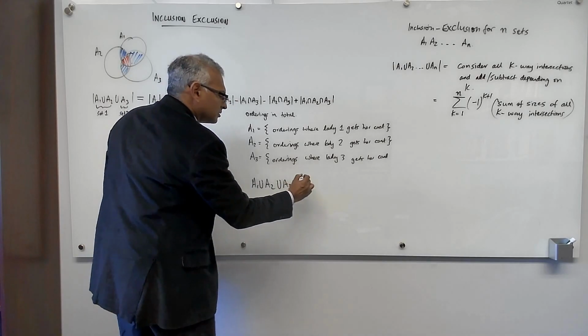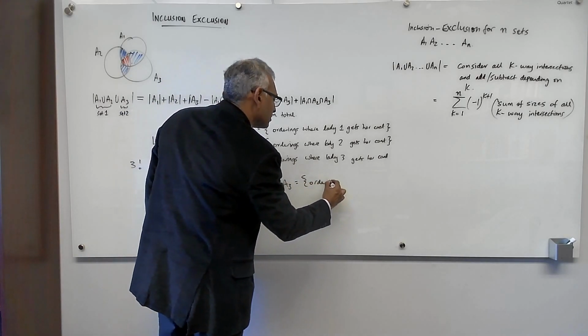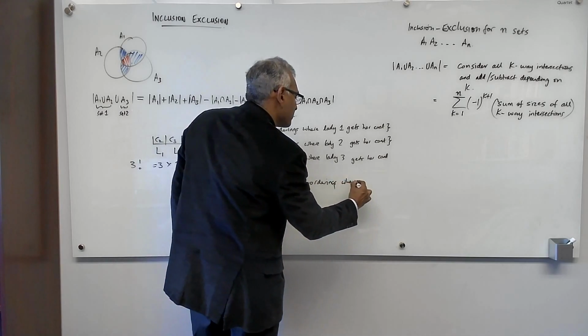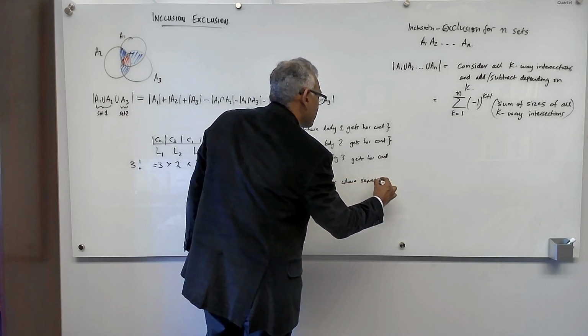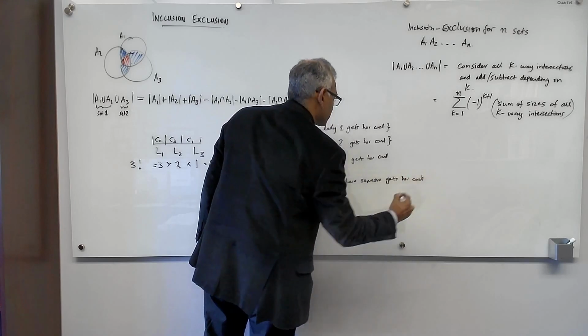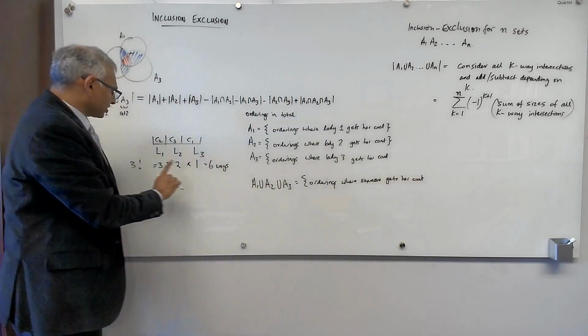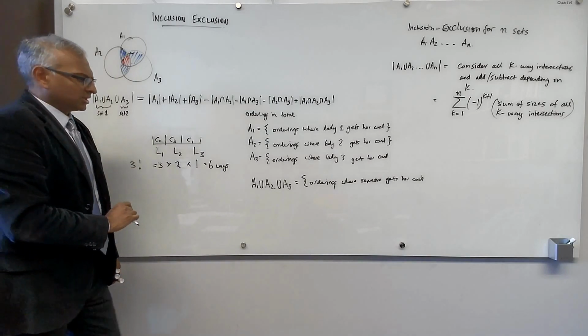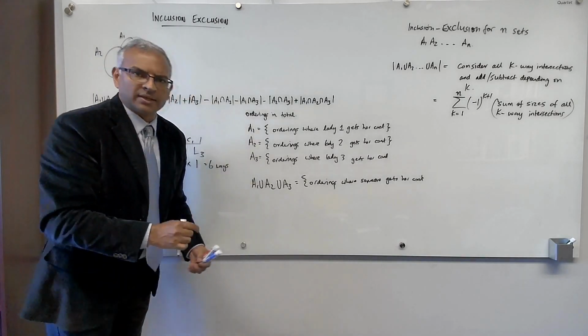Okay, this is the orderings where someone gets her coat. So if we know the size of this, we can subtract it from 6, and we can get the number of ways in which no one gets their coat.